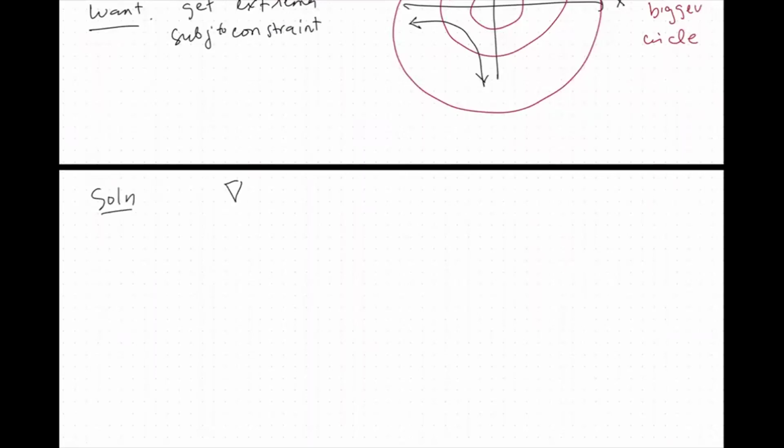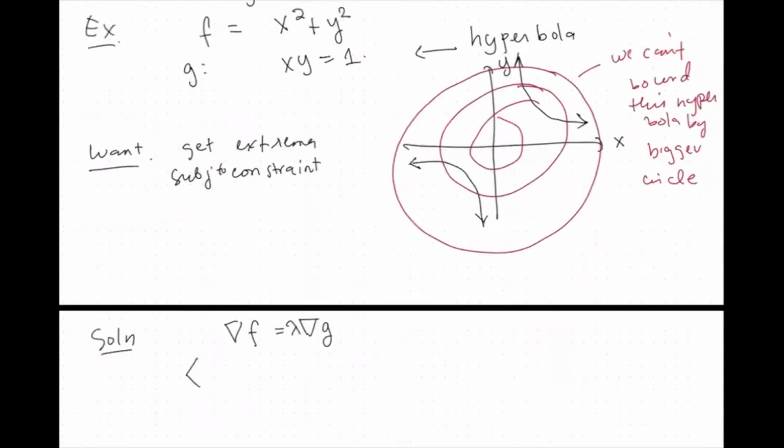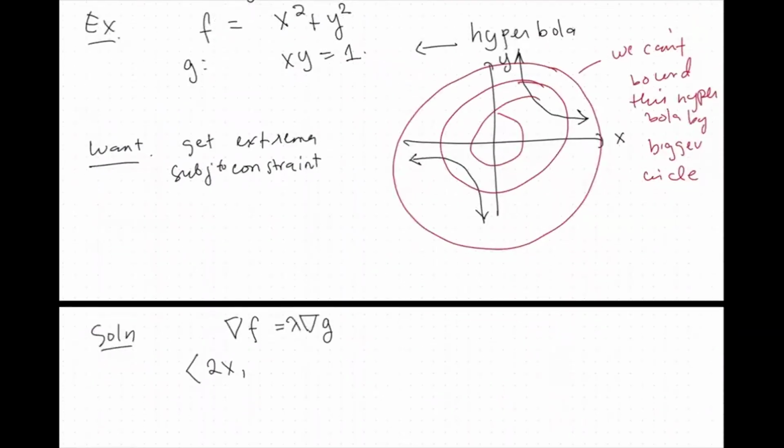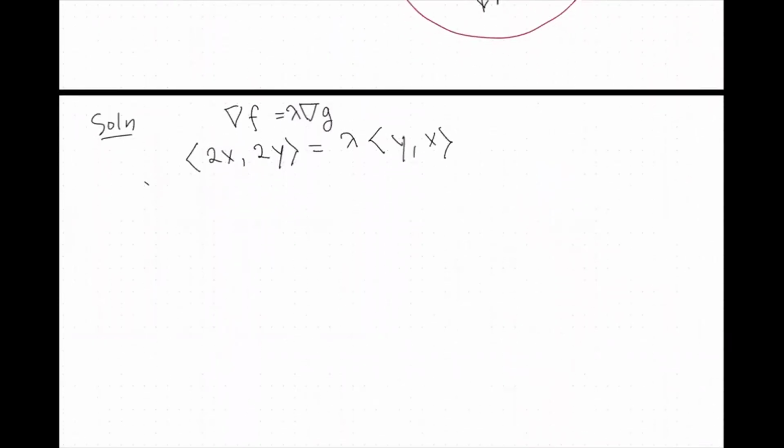So del f is equal to lambda times the gradient of g. In this case, the partial derivative of f with respect to x is just 2x, and with respect to y is 2y. This is lambda, and with respect to g, we get y, then x. And then component-wise equate them. So 2x is equal to lambda y, and 2y is equal to lambda x. And then the third equation is xy is equal to 1.